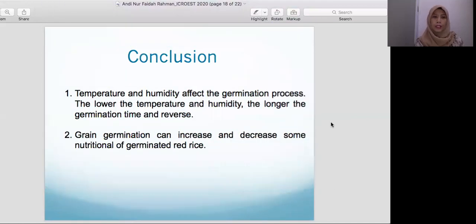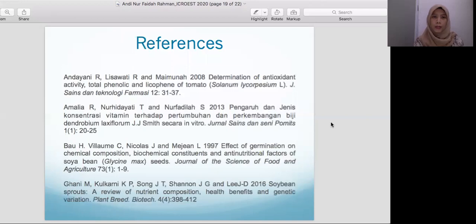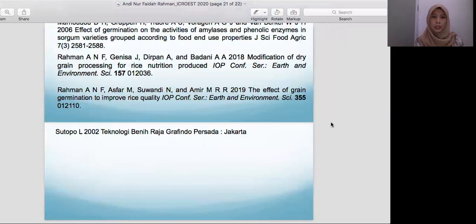Conclusion. First, temperature and humidity affect the germination process. The lower the temperature and humidity, the longer the germination time, and vice versa. The second, grain germination can increase and decrease some nutritional components of germinated red rice. These are the references we used in this research.